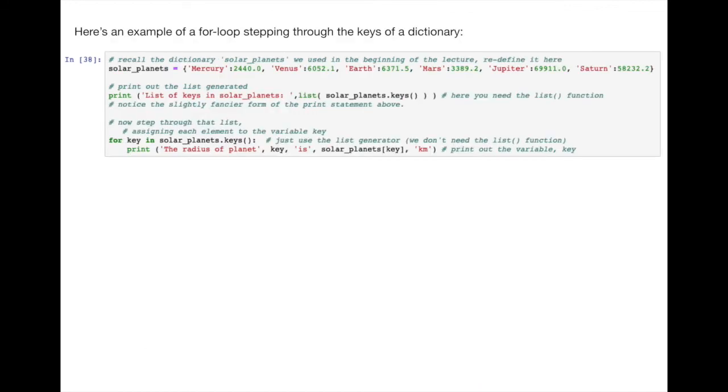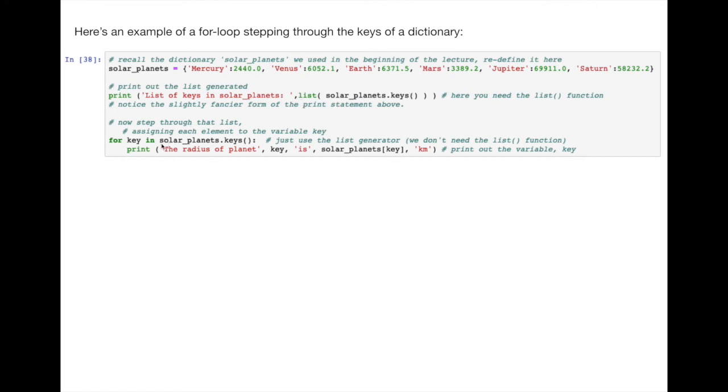So here's an example of a for loop stepping through the keys of a dictionary. It's slightly more complicated, but it's actually straightforward, you just need to get used to it, right? All right, so first of all, if you recall the dictionary solar planets we have defined, which is the name of the planet, that's the key, and the radii in kilometers of the planet, that's the value. So first of all, let's print out the keys of the variables. So we have solar planets.keys. If you still remember, this method gives you all the keys, and we convert it to a list, so it's going to print out a list.